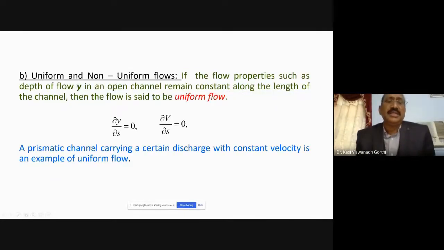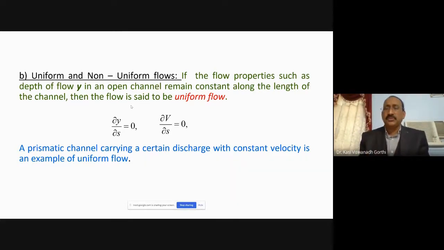The second classification is about uniform and non-uniform flows. If the flow properties, such as the depth of flow in an open channel, remain constant along the length of the channel, then it is said to be uniform. So in a river, a canal, or a stream, if the water is flowing at different sections along the longitudinal length of the channel, and there is no change in the depth of flow at different sections, then we say that it is uniform flow.